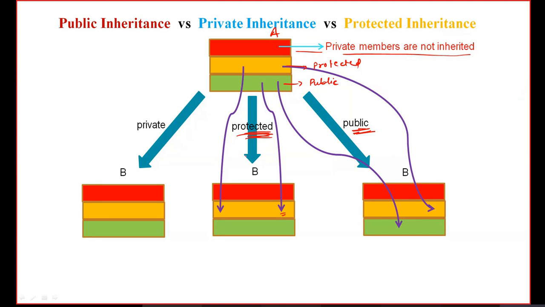Now, in case of private inheritance, definitely the protected and public parts will be inherited. All of that is kept in the private section of my derived class, that is class B, whenever the inheritance is private in nature.